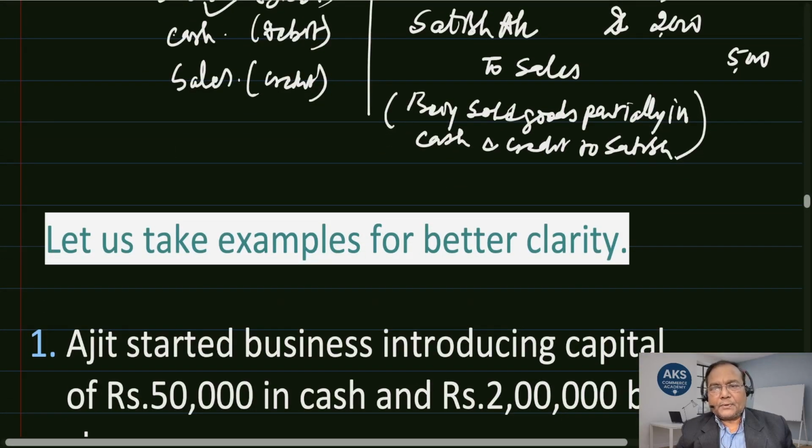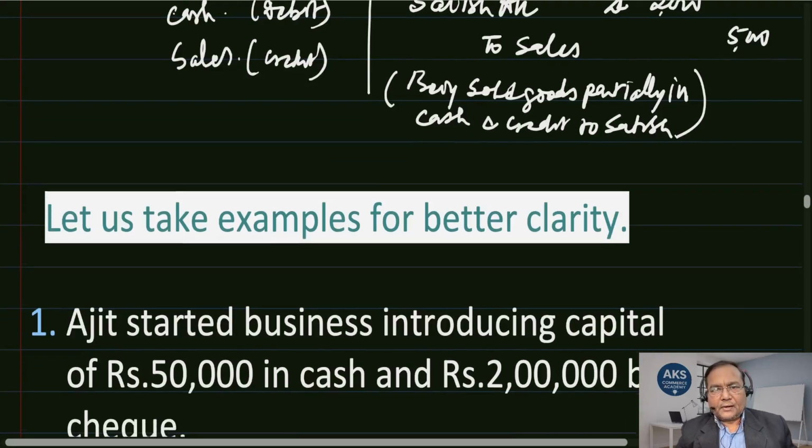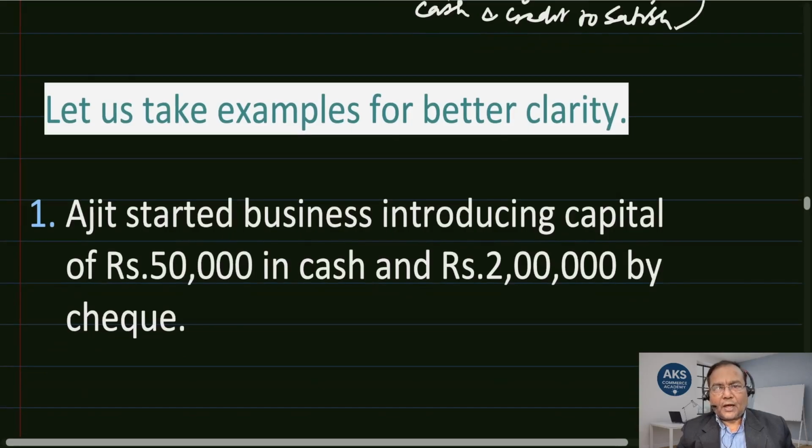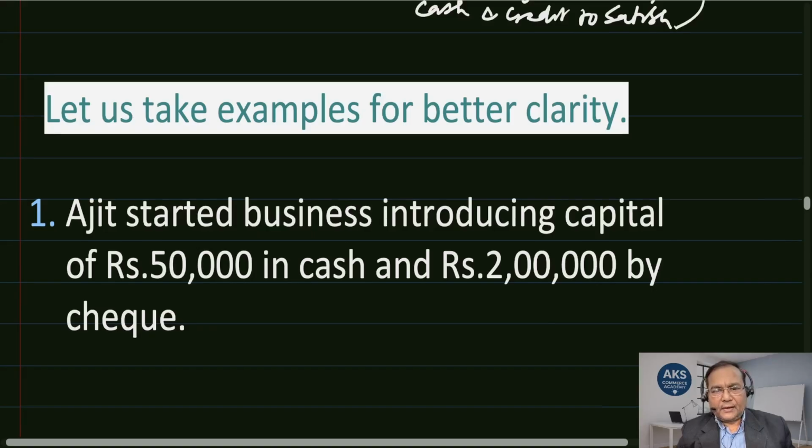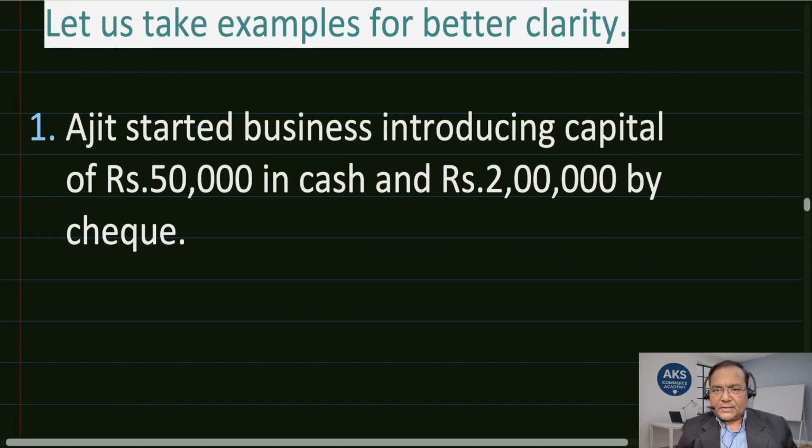Let us take an example for better clarity. A few examples we will take up which are a little different from each other, so that you have a variety of examples and you learn the most probable situations of journal entries. Ajit started business introducing capital of rupees 50,000 in cash and 2 lakh by check. So Ajit is a businessman. Business is different, businessman is different. So the businessman has given money to start a business, contributed capital in two forms. One is cash, another one is by check.